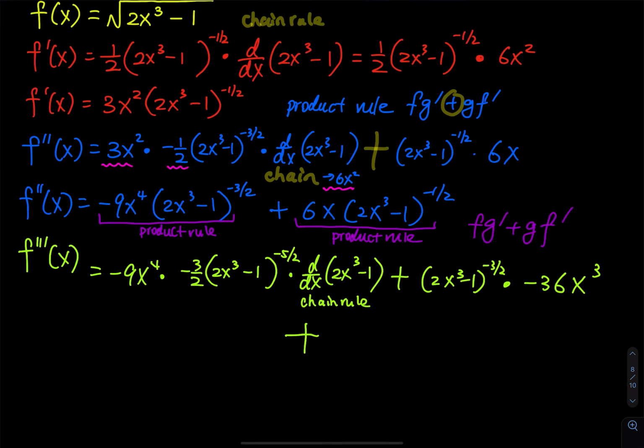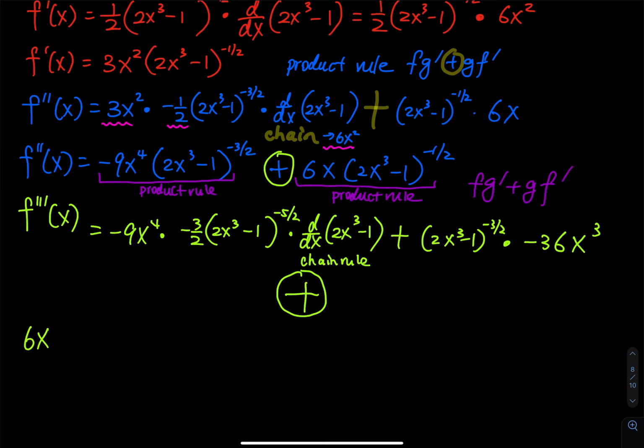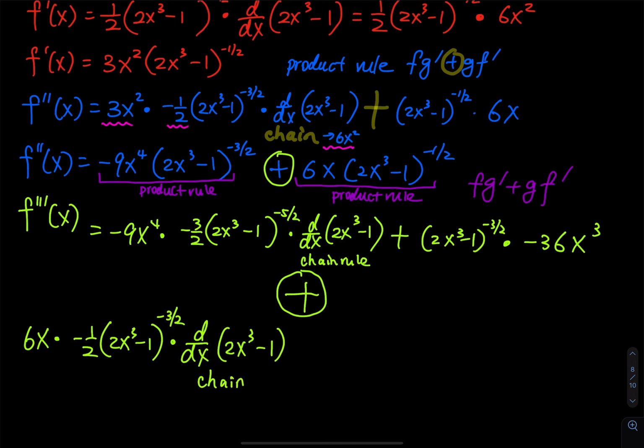And then another product rule, so that is fg prime, so we copy f, so we have a 6x. And then the derivative of that, what is that equal to? The derivative, we bring the negative 1/2 down, and then 2x to the third minus 1, negative 1/2 minus 1, that is negative 3 over 2. And then we multiply the derivative of the inside, which is 2x to the third minus 1. This is by chain rule. So this is my fg prime, and then my gf prime, so plus gf prime, so we copy this, 2x to the third minus 1 to a negative 1/2. The derivative of 6x is just equal to 6.